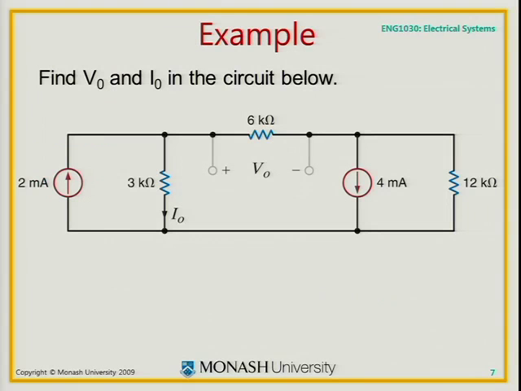So this circuit's not particularly complicated, but I could certainly ask you to find V0 and I0 in this circuit. Take a minute, see if you can start working that out. What's V0? What's I0? How would you start it? You don't necessarily have to finish it, but what would you do?